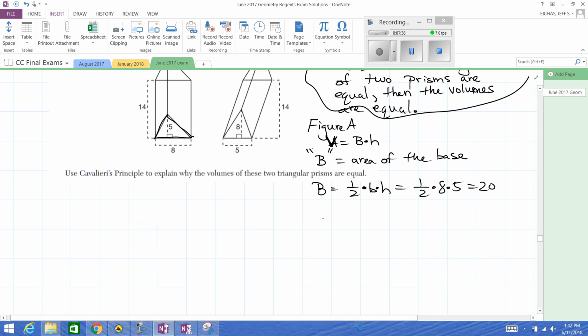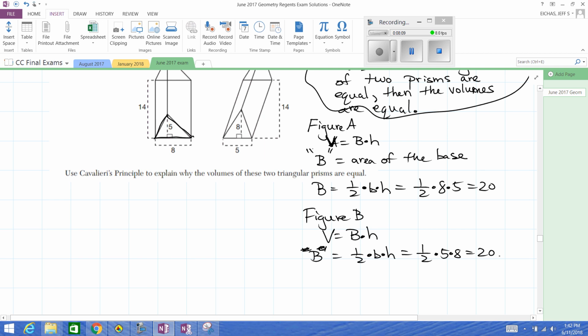Now the height is, of course, 14. Now what we're looking at is figure B. Again, the volume is base times height because it's a prism, even though it's tilted, called oblique. The B, again, is 1/2 times base times height. Now this time, the base is 5, the height's 8, but still the area is 20.